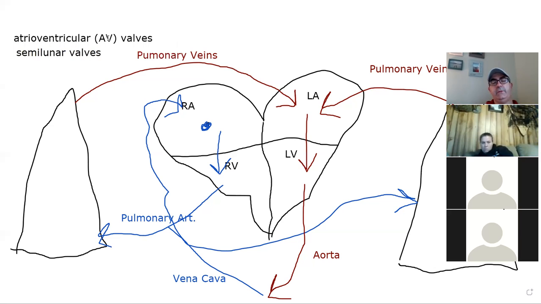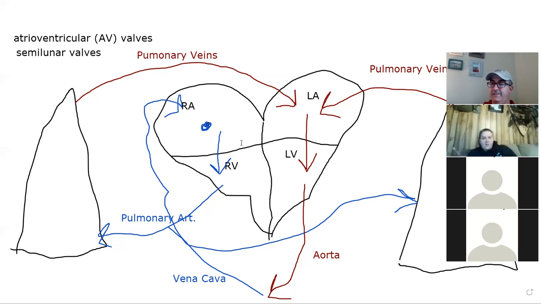So we have 2 atrioventricular valves, and from the name, you can tell that they're between the atria and the ventricles, right? We have one between the right atrium and the right ventricle, and one between the left atrium and the left ventricle. They prevent blood from flowing backwards. So once blood flows from the right atrium into the right ventricle, you only want it to keep going into that pulmonary artery. You don't want it to flow back to the right atrium. It's regurgitation. Right. So you want that valve to slap shut and prevent that backflow.